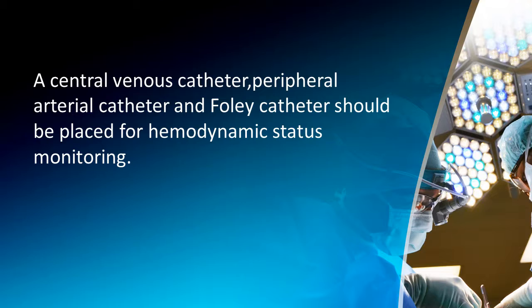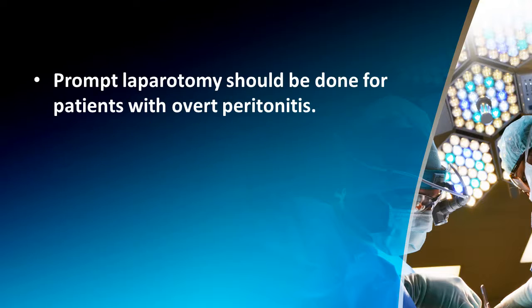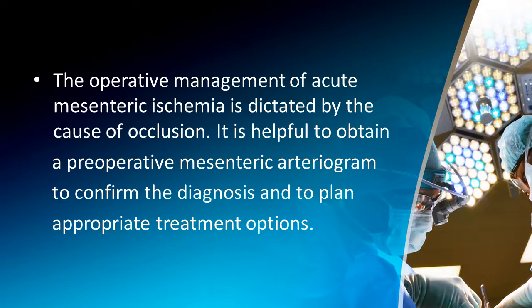A central venous catheter, peripheral arterial catheter, and Foley catheter should be placed for hemodynamic status monitoring. Prompt laparotomy should be done for patients with overt peritonitis. The operative management of acute mesenteric ischemia is dictated by the cause of occlusion. It is helpful to obtain a preoperative mesenteric arteriogram to confirm the diagnosis and to plan appropriate treatment options.